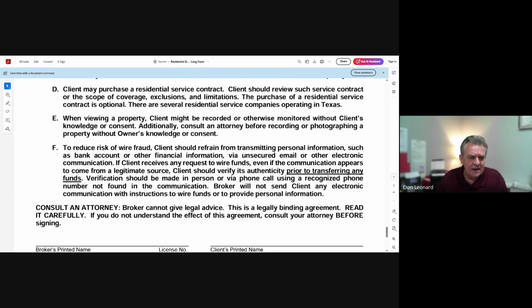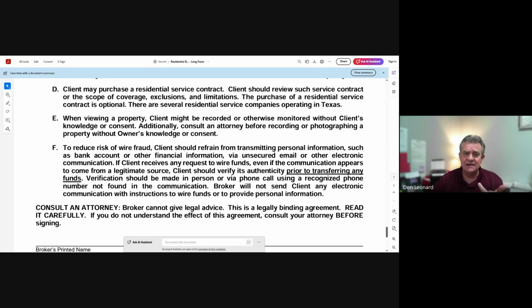All right, the rest of this, F, is to reduce risk of wire fraud. We know all the issues that we have with wire fraud, so there is a warning there. And I know some of our agents, some of you guys use the wire fraud warning, and of course we have it on the HomeSmart disclosure too. Still, even with all of these warnings that are out there, there are parties that end up losing money.